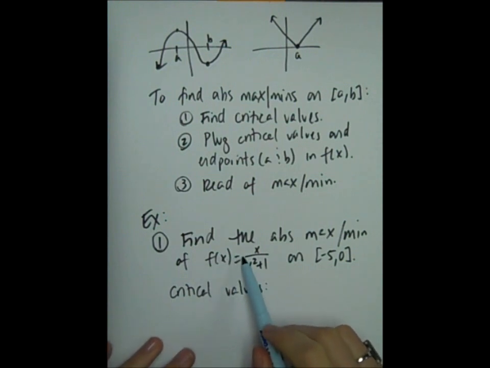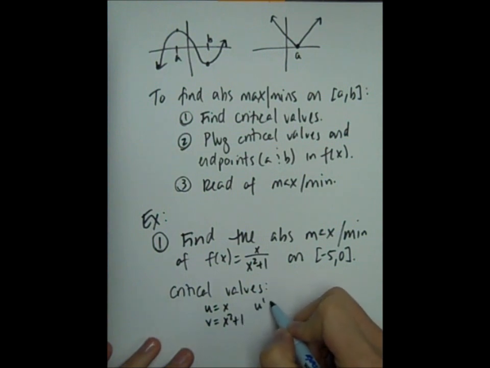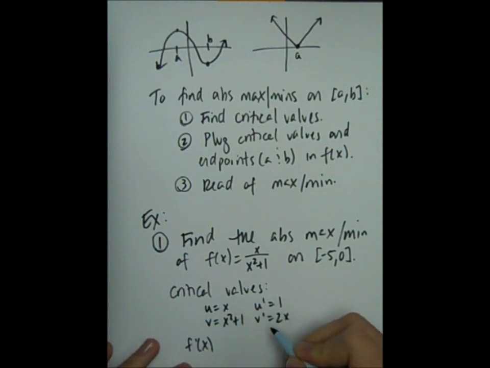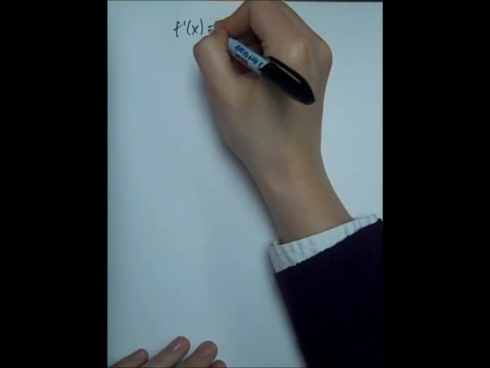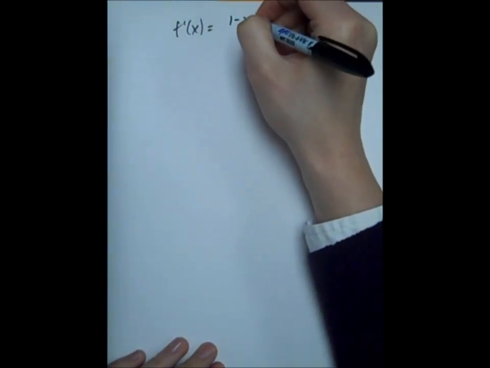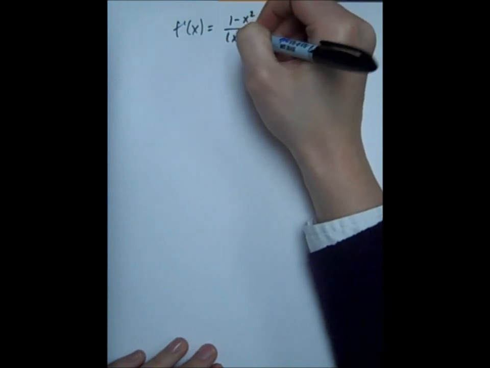So how do we find the derivative of f? Well, I've got to use the quotient rule. So u prime is 1, v prime is 2x. So my derivative is u prime v, so that's x squared plus 1, minus uv prime, so that'll give me 2x squared, all over x squared plus 1 squared. Now we can simplify this. In the numerator, I had x squared and then minus 2x squared, so I'll get 1 minus x squared over x squared plus 1 squared. So I found my derivative.